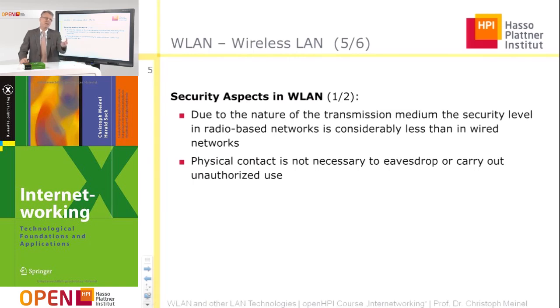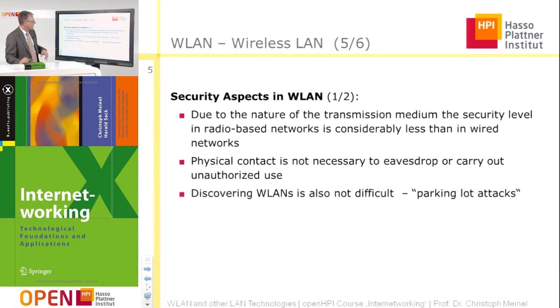In case of such wireless local area networks, no physical contact is needed, and the attacker can eavesdrop all the communication, taking and analyzing the radio signals, and he can also try to get unauthorized access to the network by trying to get in contact with the access point and with the other computers. Also, the discovery of such wireless LAN is not difficult. We know these parking lot attacks. You have only to park with your car in front of a building, and then you see and can check what kind of wireless networks are available in this building.